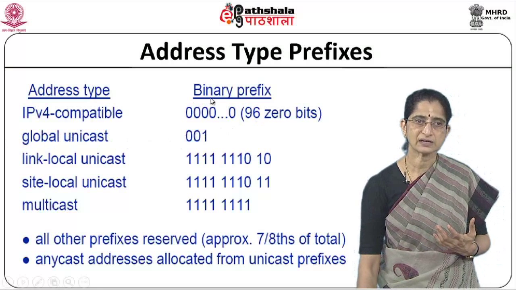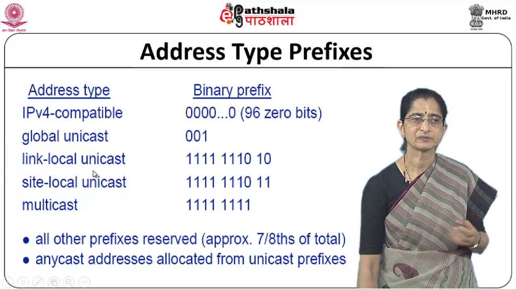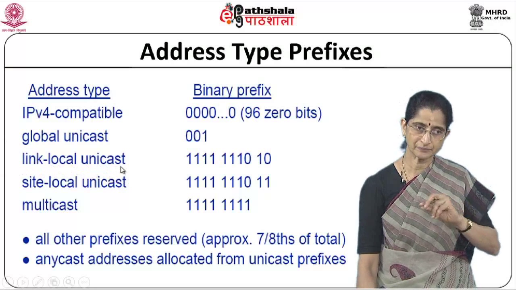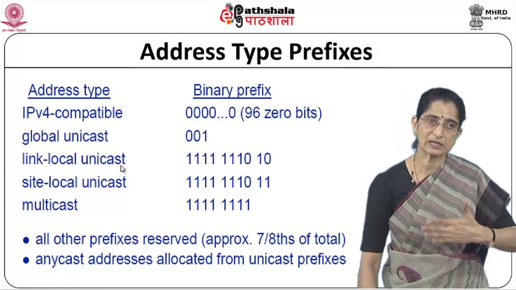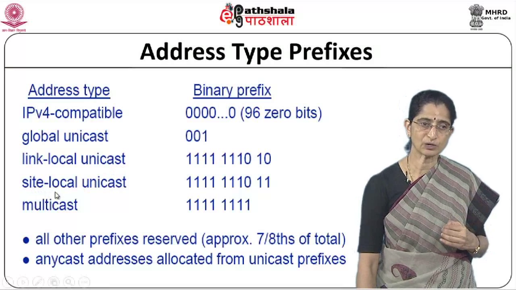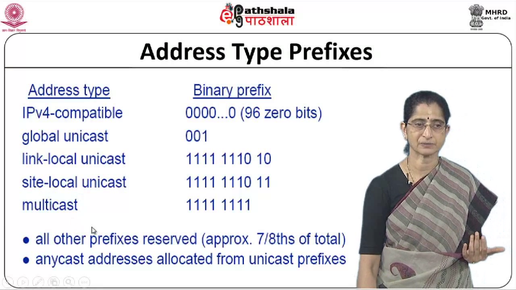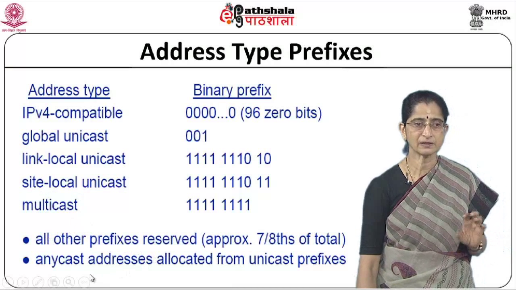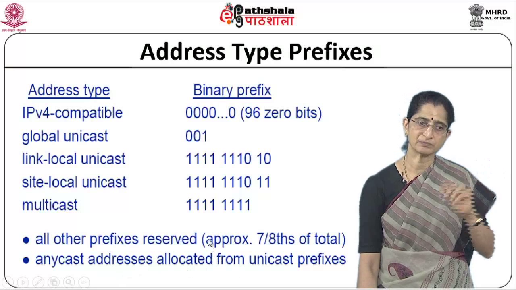Global unicast has a prefix starting with 001. Link local unicast indicates that whatever unicast packets are sent, they are sent only with respect to that particular link. It's local to that particular link. You have a site local unicast, which means it is restricted to a particular site, and then we have multicast. All other prefixes are reserved, and anycast addresses that we talked about are allocated from the unicast prefixes.